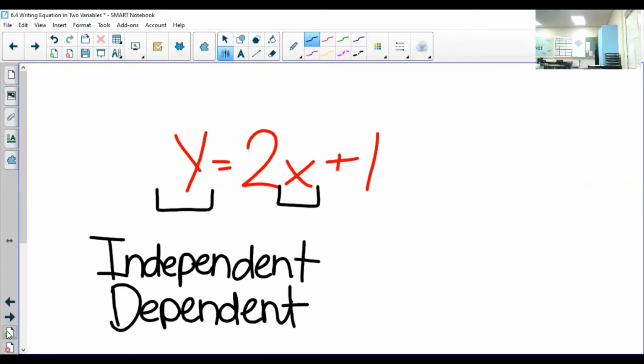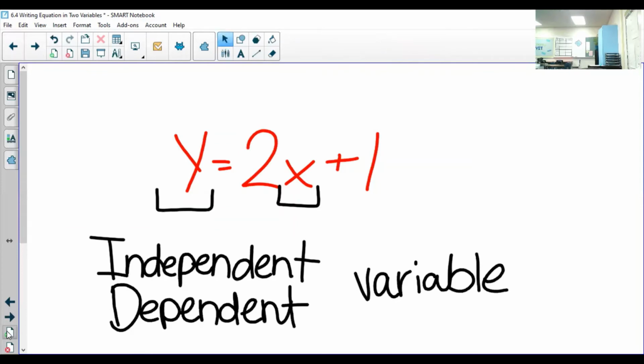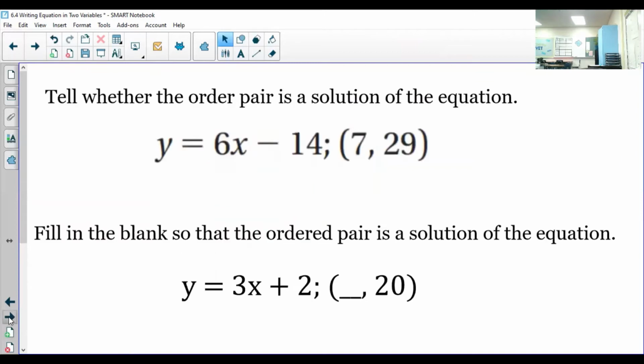You may remember these terms or heard of these terms in science, because a lot of science experiments you have to identify what's the independent versus the dependent variable. And the two variables in our equation are x and y. So one of them is independent, one of them is dependent. And how do you figure out which one? Well, you can only figure this out if you have a story problem to go with it.